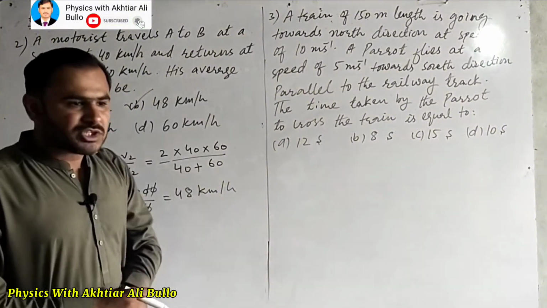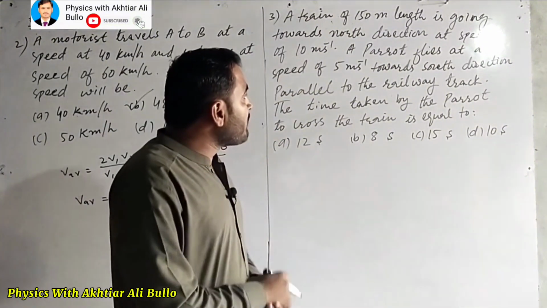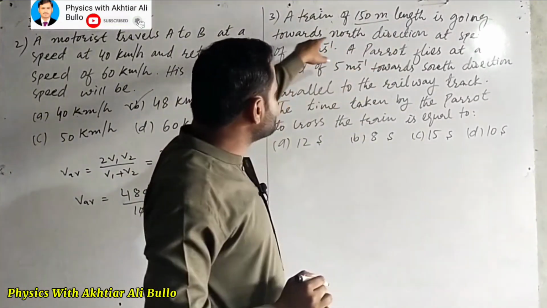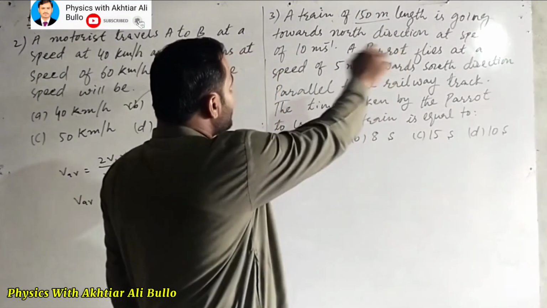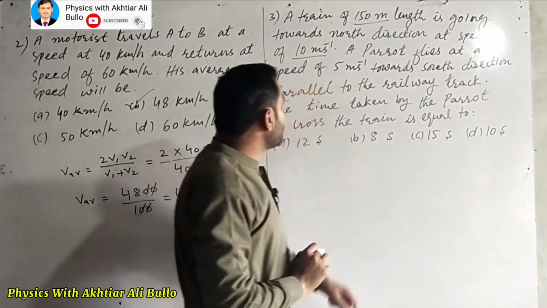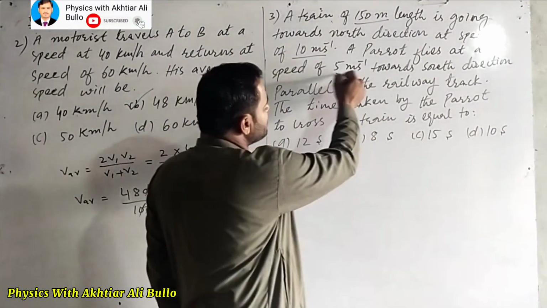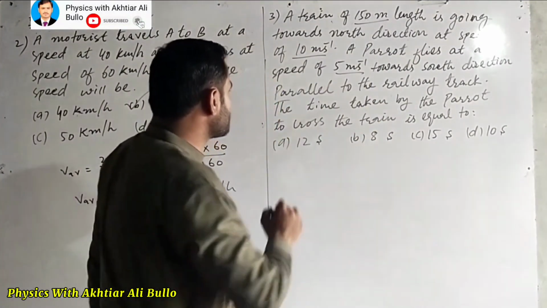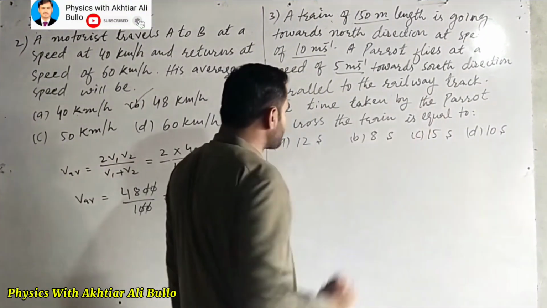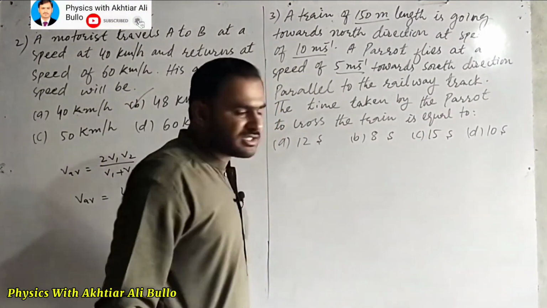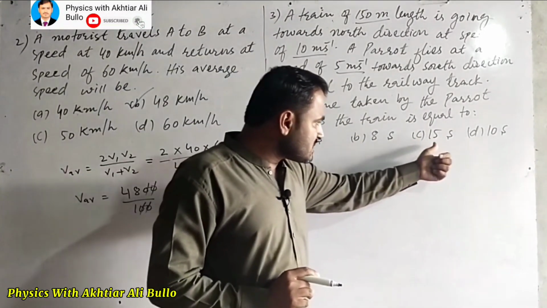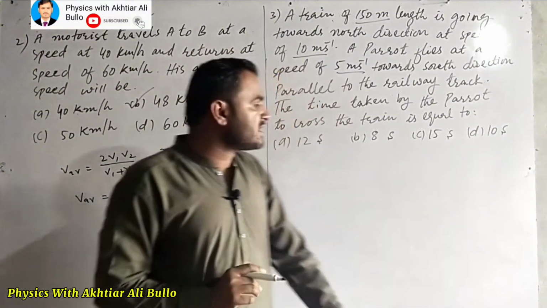The third MCQ is: a train of 150 meter length is going towards north direction at a speed of 10 meter per second. A parrot flies at a speed of 5 meter per second towards south direction parallel to the railway track. The time taken by the parrot to cross the train is equal to A 12 seconds, B 8 seconds, C 15 seconds, D 10 seconds.